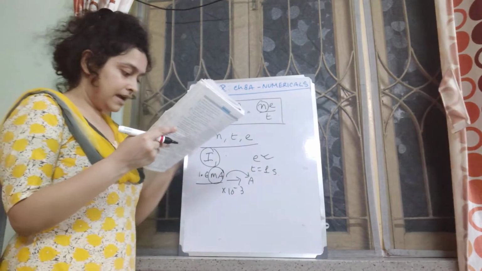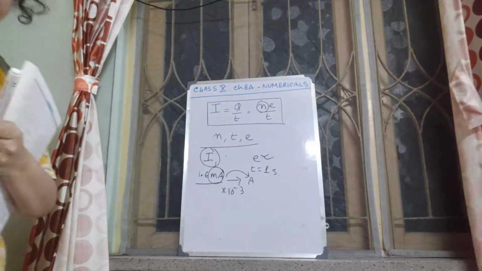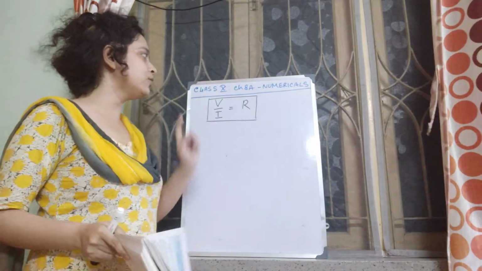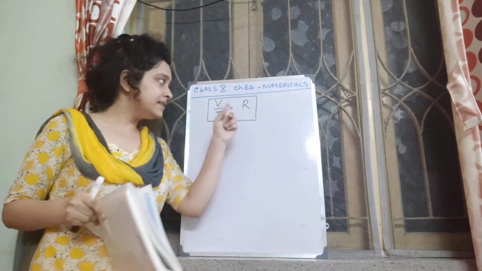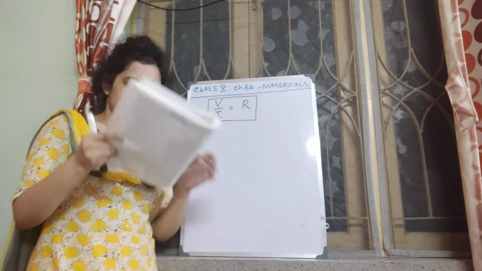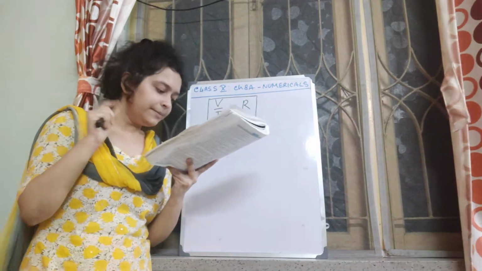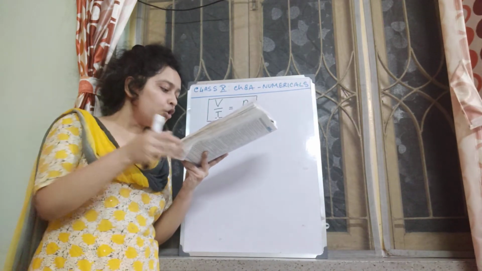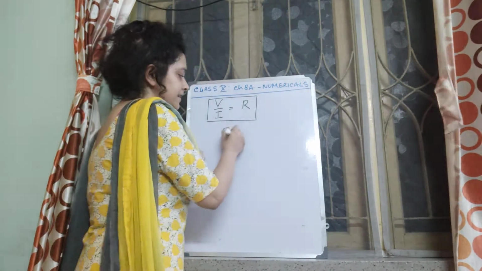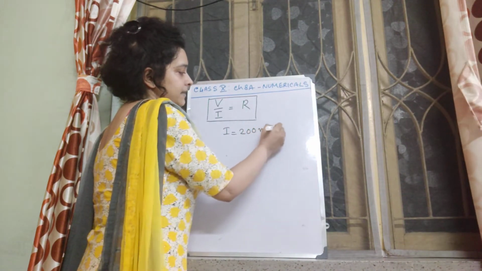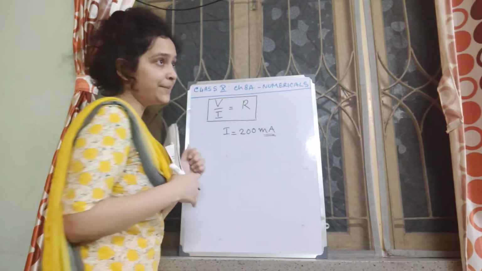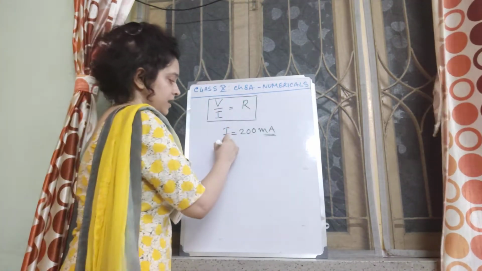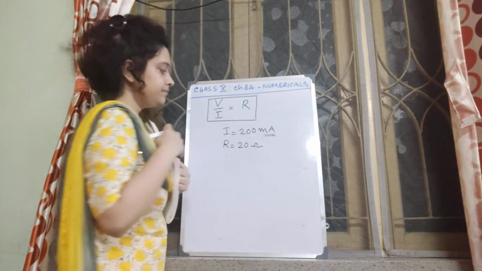Okay. Now next set. The next type of numericals come from V by I equal to R, using Ohm's law. This is the Ohm's law expression. So say number 3 sum. Find the potential difference required to flow a current of 200 milliampere. Current is given, 200 milliampere. Note the unit. Convert to ampere because resistance is given, 20 ohm. R is 20 ohm.